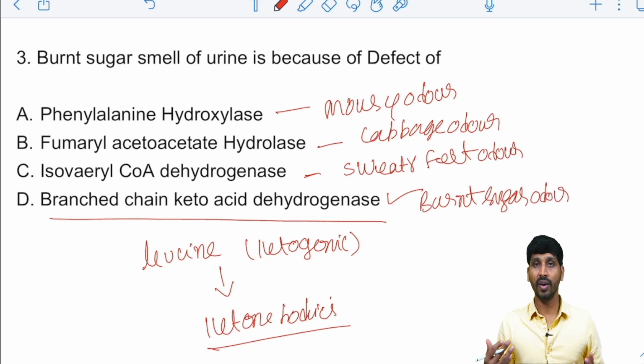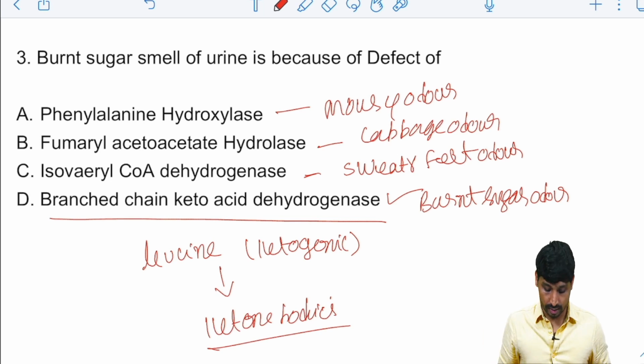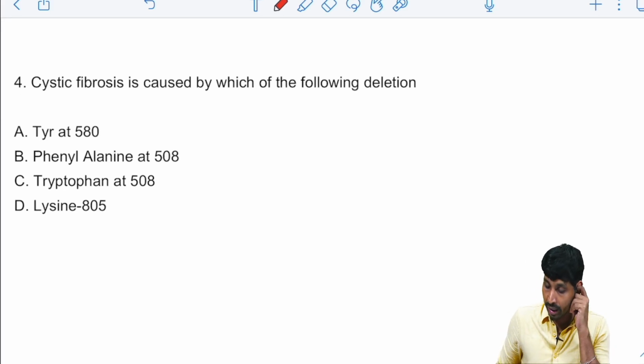So if they had asked questions like shuffling, right. Phenylalanine hydroxylase enzyme deficiency gives you mousy odor, fumarate acetoacetate hydrolase, type 1 tyrosinemia, gives you cabbage odor, okay. Isovaleryl CoA dehydrogenase will give sweaty feet odor, and branched chain keto acid dehydrogenase gives you burnt sugar odor. So the correct answer is D, okay. And the fourth one, cystic fibrosis is caused by which of the following deletions?